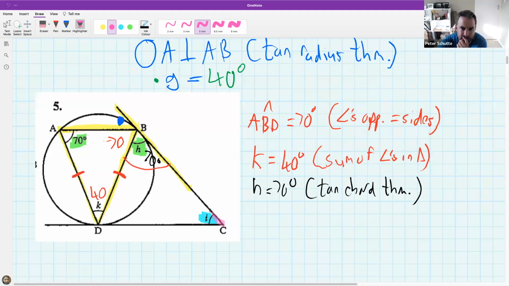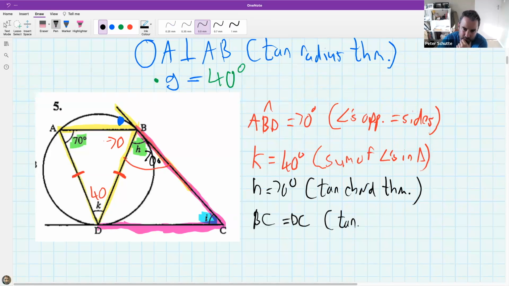So we have, that's a tangent. But what I've realized is that's also a tangent, which means that BC must be equal to DC, and that's going to be tangents from common point.